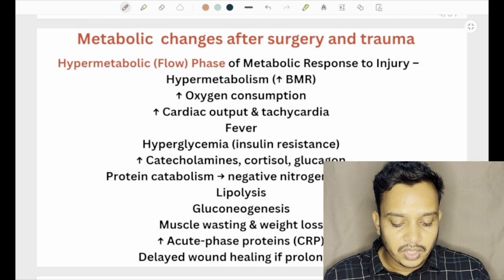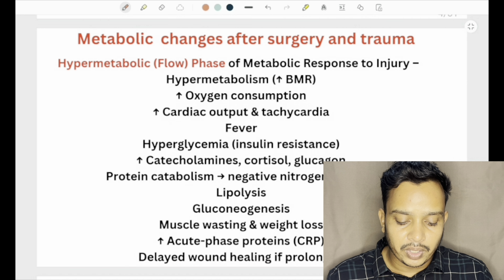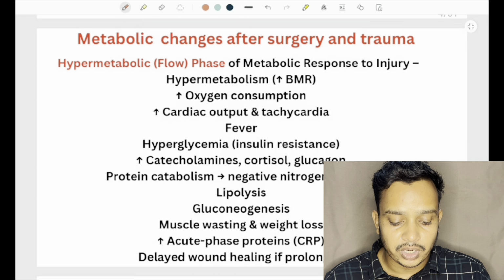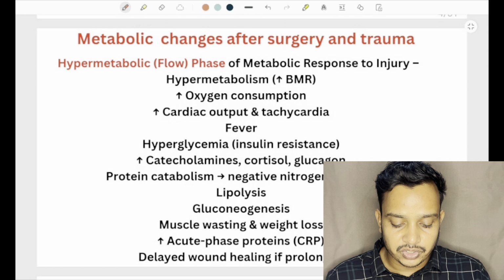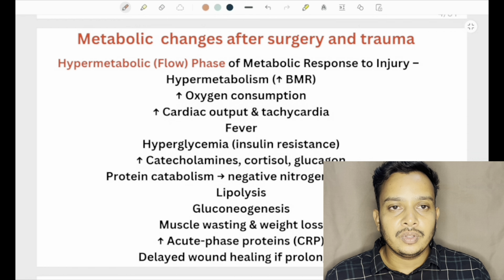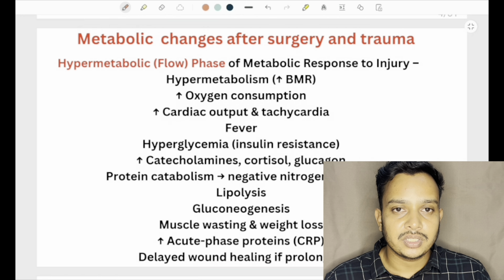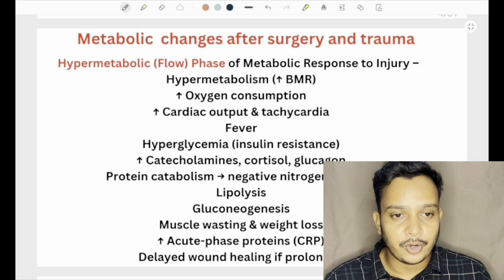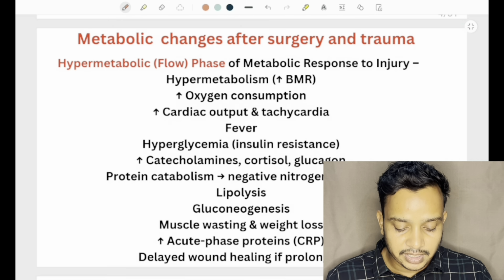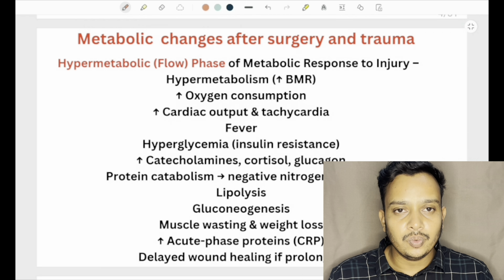Basically, due to excess protein catabolism, the patient will have a negative nitrogen balance, lipolysis, and a lot of gluconeogenesis is happening. The tissue repair will be built from proteins. These proteins are derived predominantly from our peripheral skeletal muscle proteins, and this leads to weight loss.